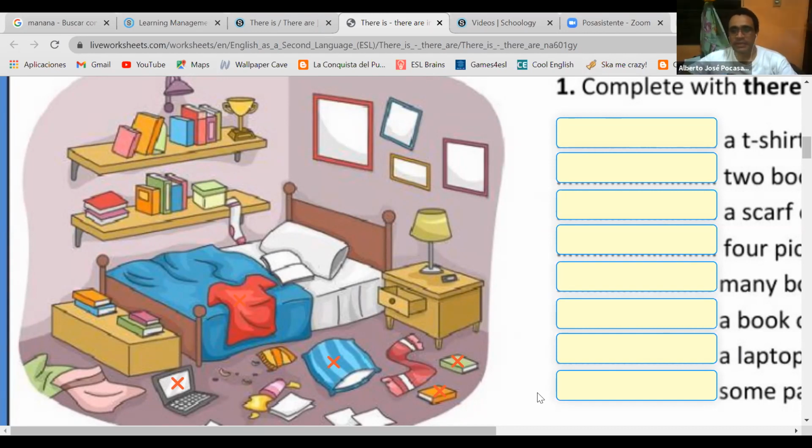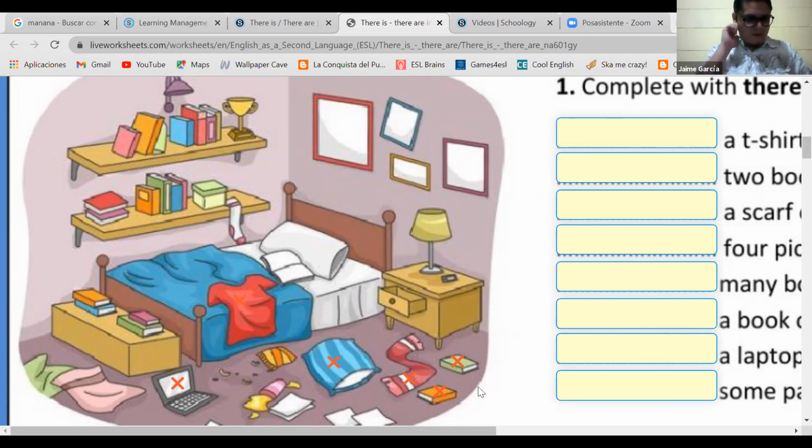Giovanni? Okay. There is a t-shirt on the bed. Yes, it's repeated because Elizabeth talked about this item. Okay, so continue. Another. There is a scarf on the floor. Yes. Okay, we have the scarf right here.